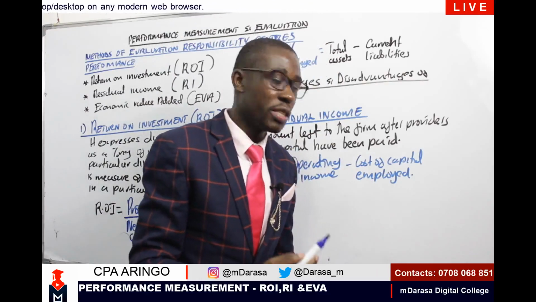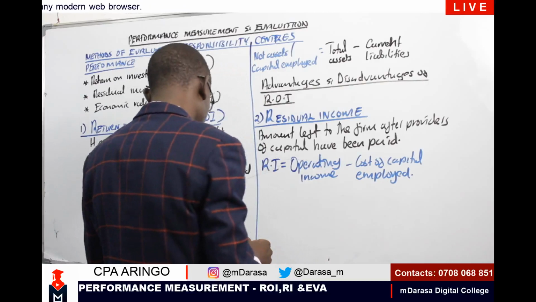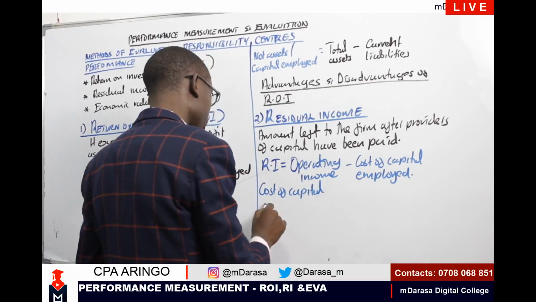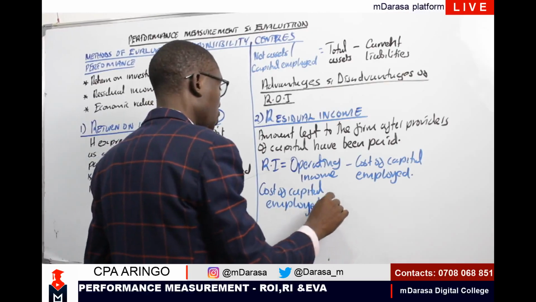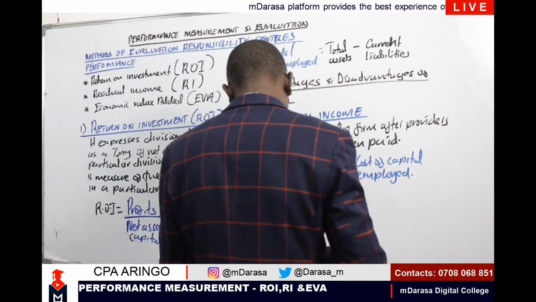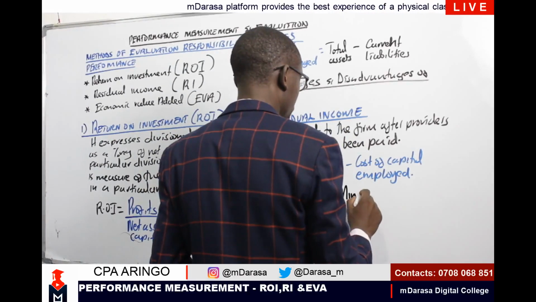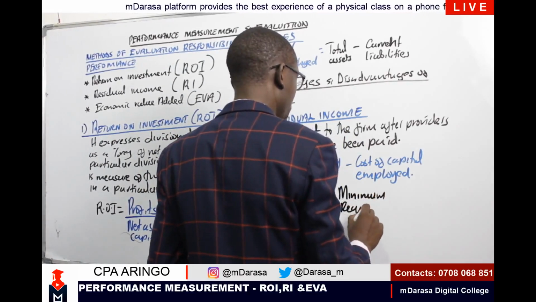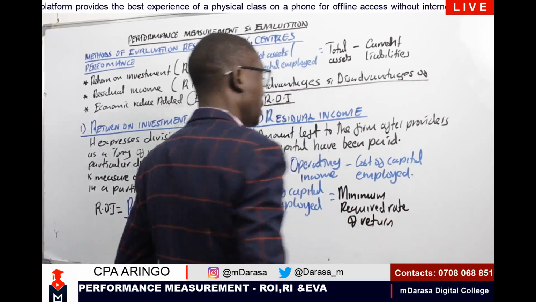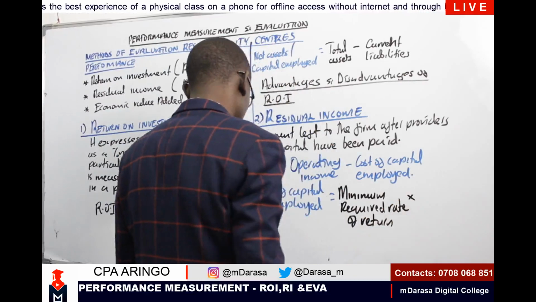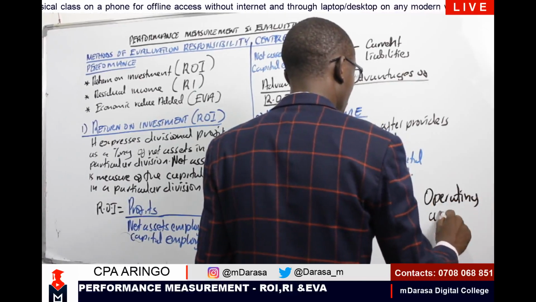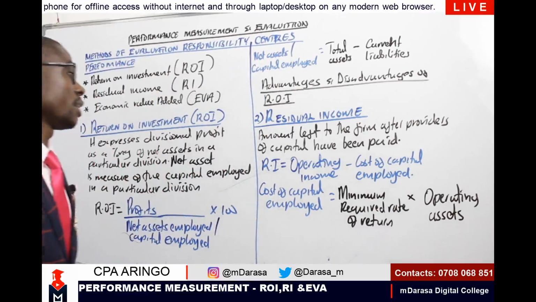And at this point, my good students, how will you determine our cost of capital employed? To determine our cost of capital employed, ideally, I'll be talking of the required rate of return, that is the minimum required rate of return. We are going to multiply that by our operating assets.